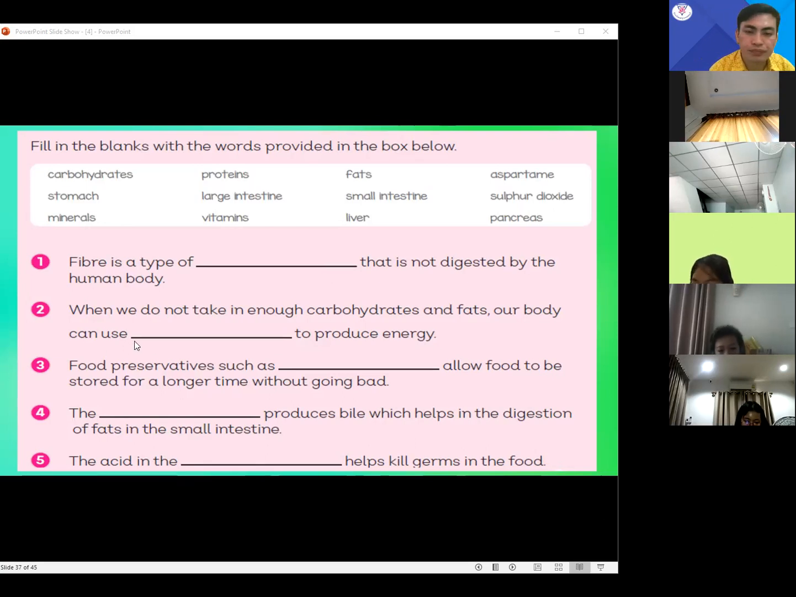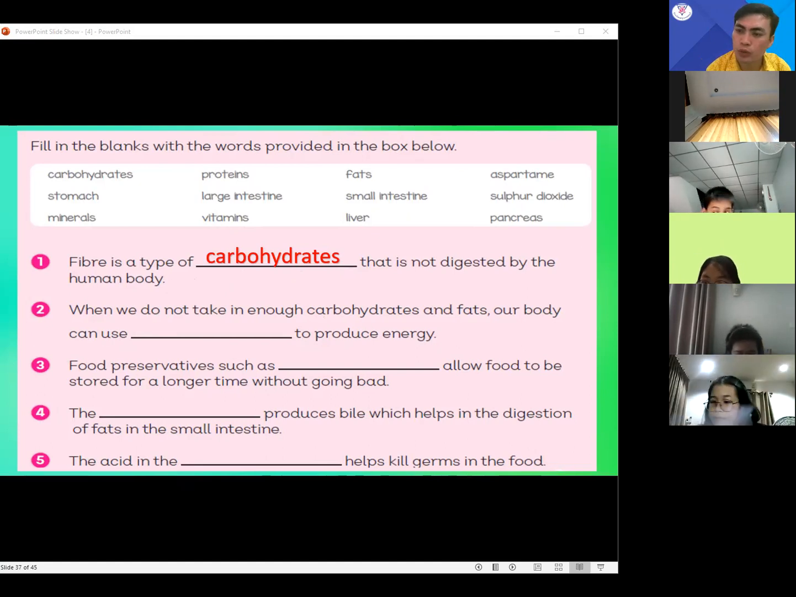Number one, fiber is a type of, what's your answer here? Jirayu, what is your answer here in number one? Fiber is a type of? Carbohydrate. Very good. That is not digested by the human body. Very good, Jirayu.